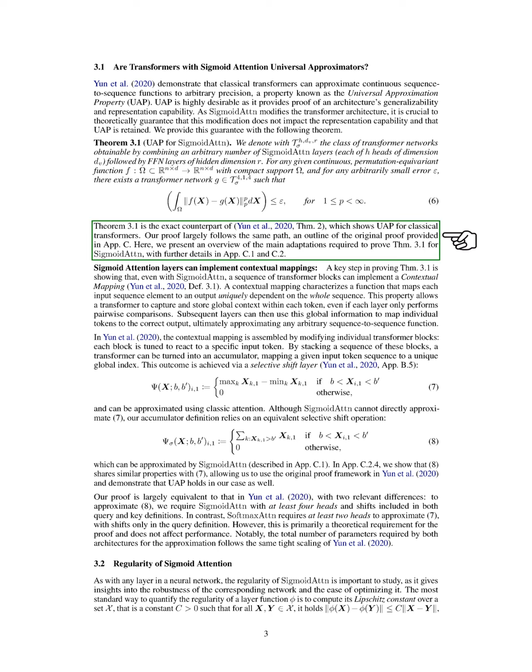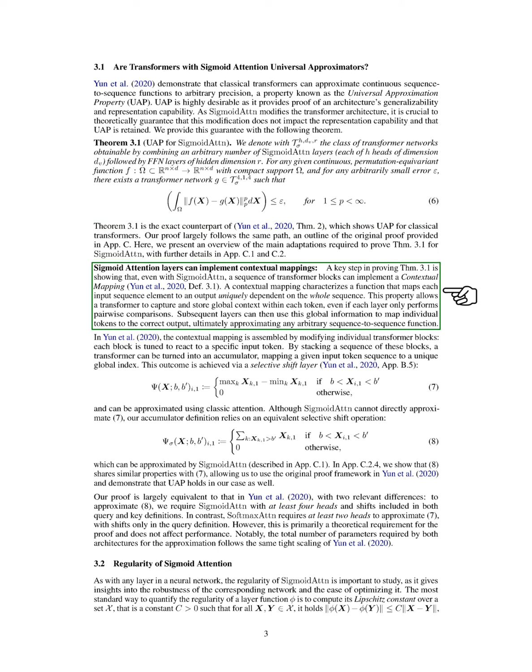Section: Sigmoid attention layers can implement contextual mappings. In this section, we discuss how sigmoid attention layers can create contextual mappings. A crucial part of proving our theorem involves demonstrating that, even with certain constraints, a series of transformer blocks can establish a contextual mapping. This mapping uniquely connects each element of an input sequence to an output that depends on the entire sequence. This feature enables a transformer to understand and retain global context for each token, even if each layer only compares pairs of tokens.